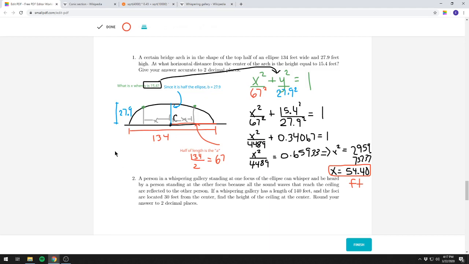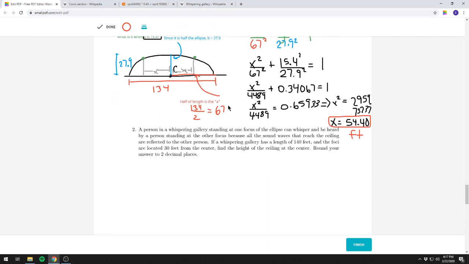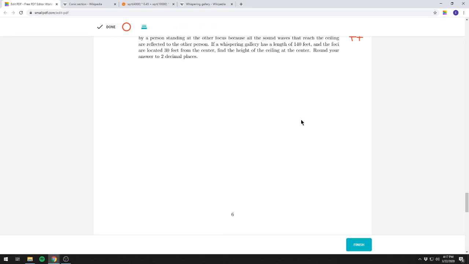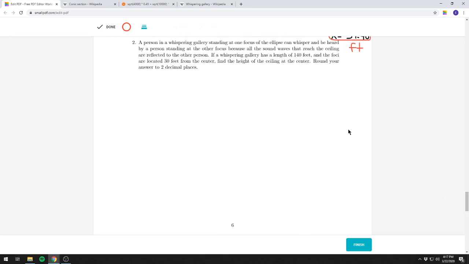I just think this next one's kind of interesting. If you've never heard of a whispering gallery, they're pretty interesting in how they work. And this problem really describes it for you.